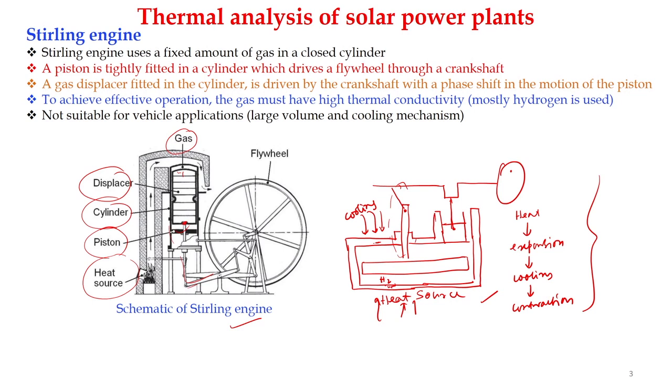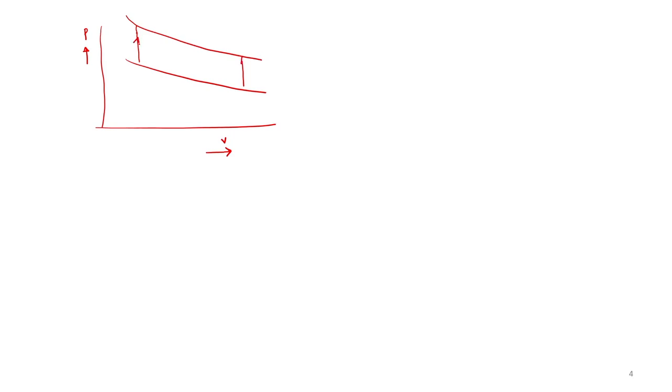So let us now understand the cycle. It has two constant temperature, that is isothermal, and two constant volume, isochoric, processes. If I am interested in writing the PV diagram, it shows something like this. This is constant volume, so we can connect it here. We can name the points 1, 2, 3, and 4. We can consider this the hot side and this the cold side.